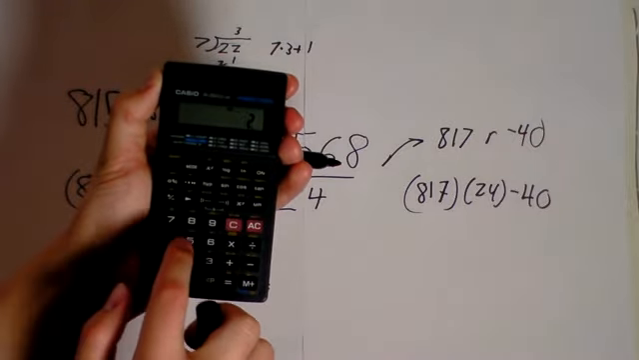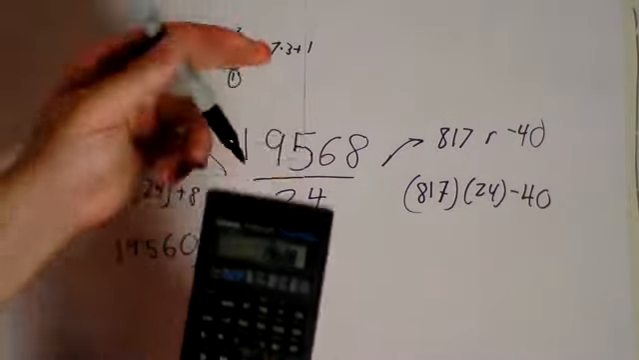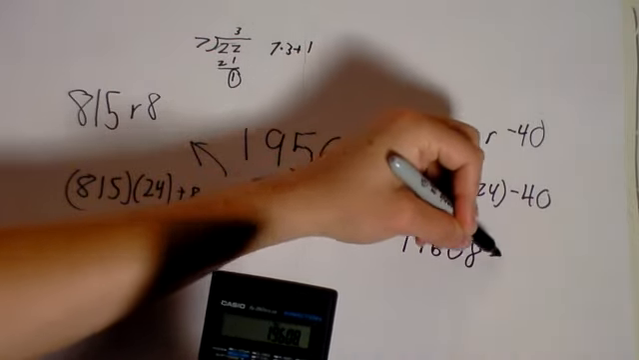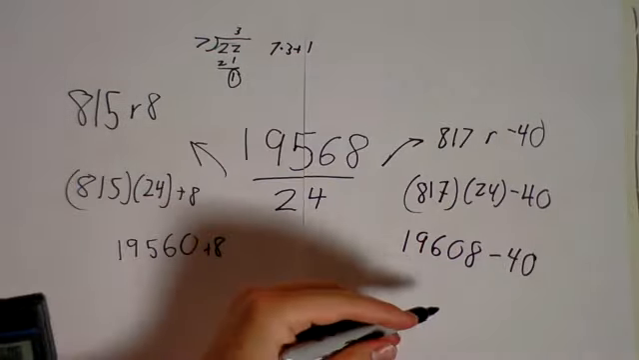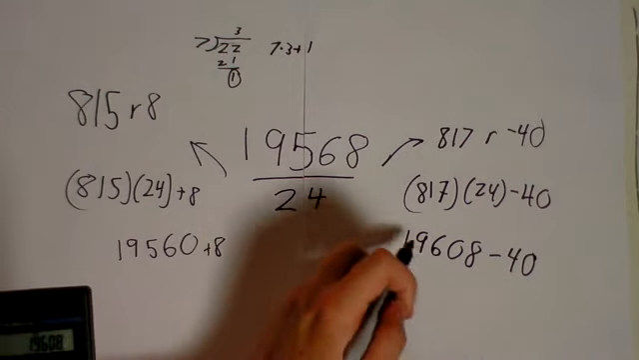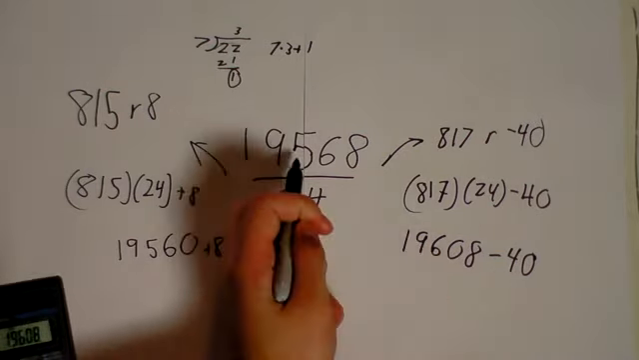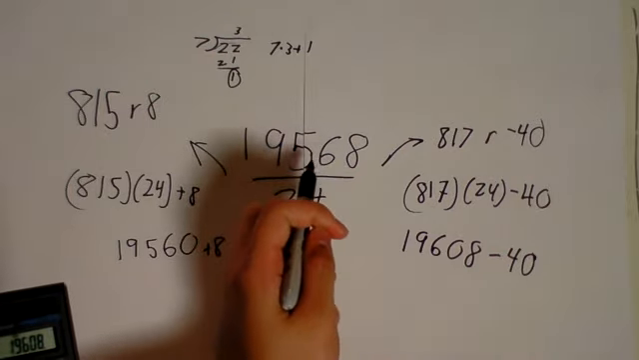817 times 24 is 19,608. Minus 40. And if you take 19,608 minus 40, what are you going to get? You're going to get 19,568.